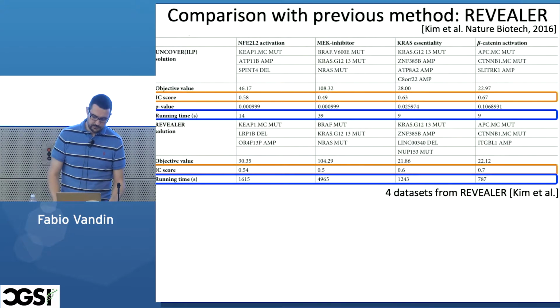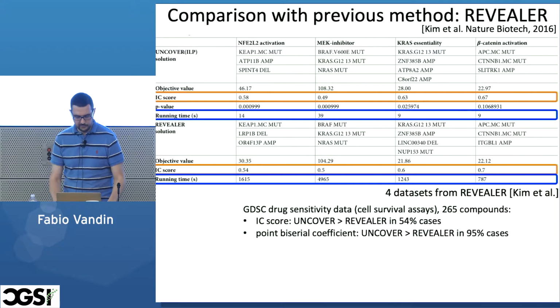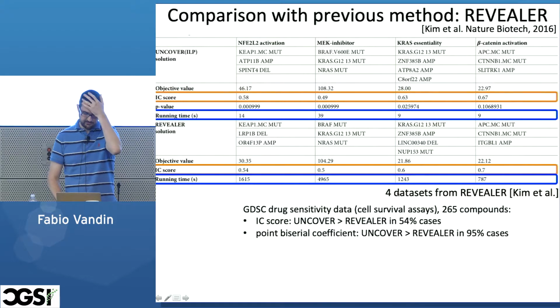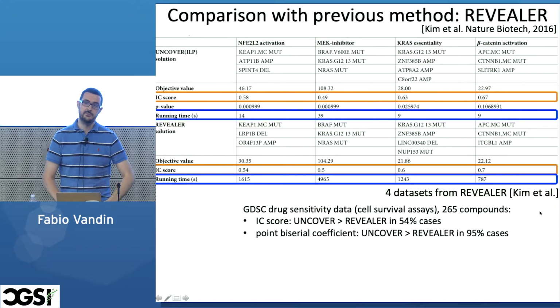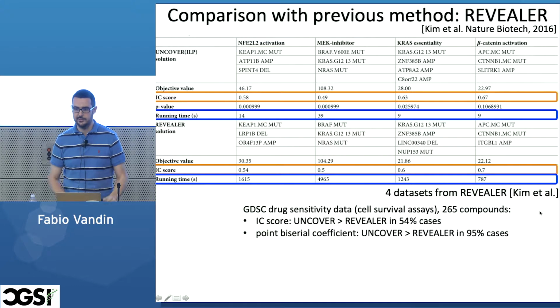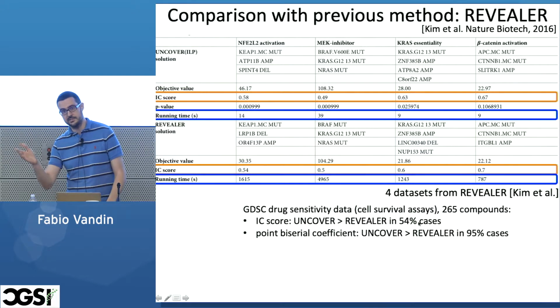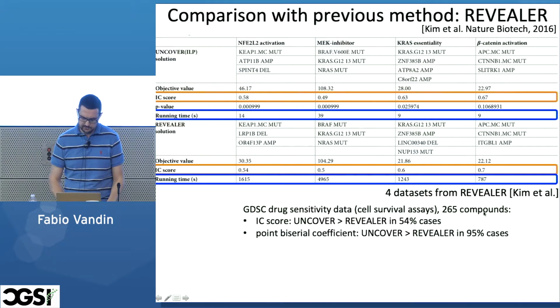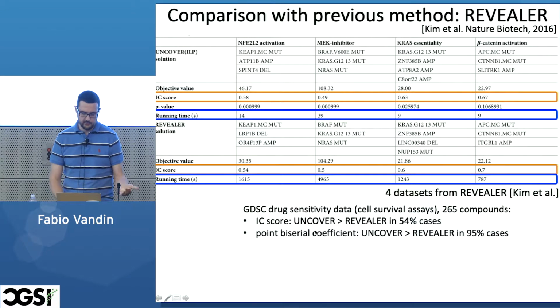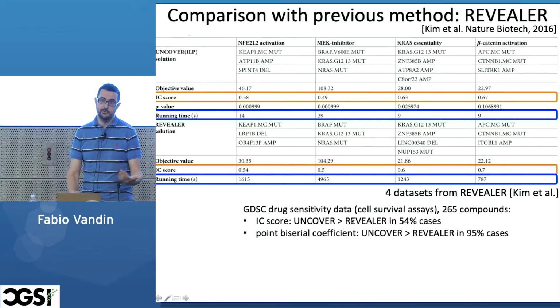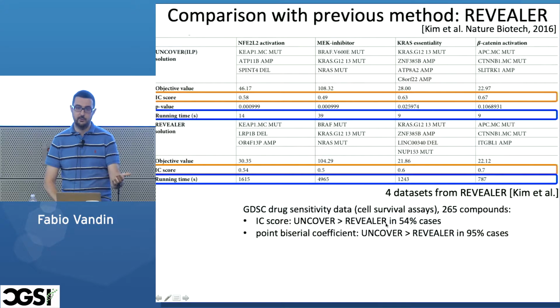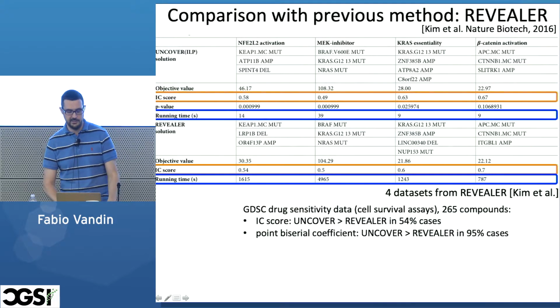So we also used our method and compared it with Revealer on these GDSC drug sensitivity datasets for 265 compounds. It took a lot of time to run Revealer, a few weeks to actually get the results for these experiments. And we only did a comparison for one side of the target, so I guess for positive association with the target. The main highlight of this comparison is that, again, if you look at the IC score used by Revealer but not by Uncover, the solutions reported by Uncover are better than Revealer according to the IC score in more than half of the cases.